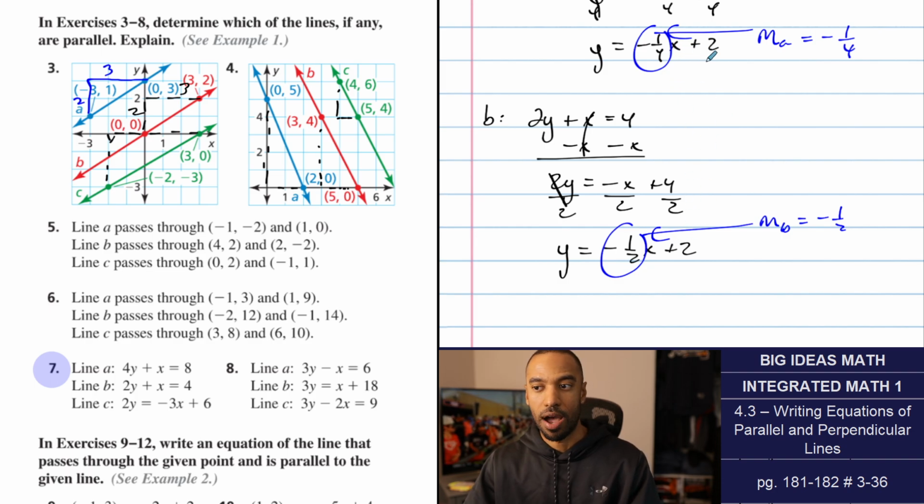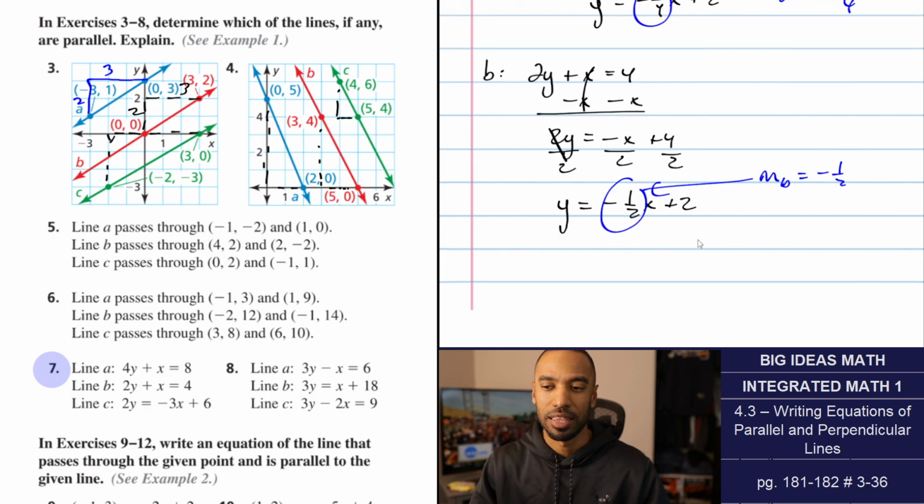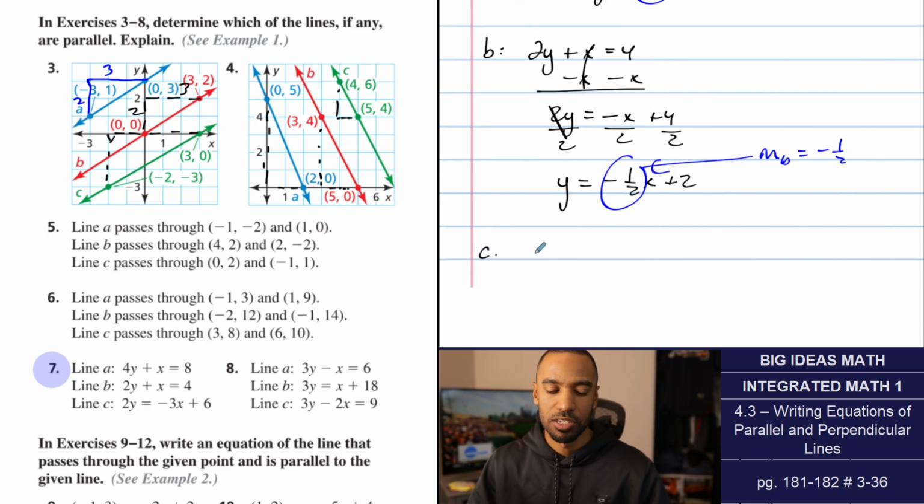Interestingly enough, they actually have the same y-intercept. So if it did have the same slope as A, then it would be the same equation, which means they couldn't be parallel. They have to be distinct lines. But even then, still not the same.